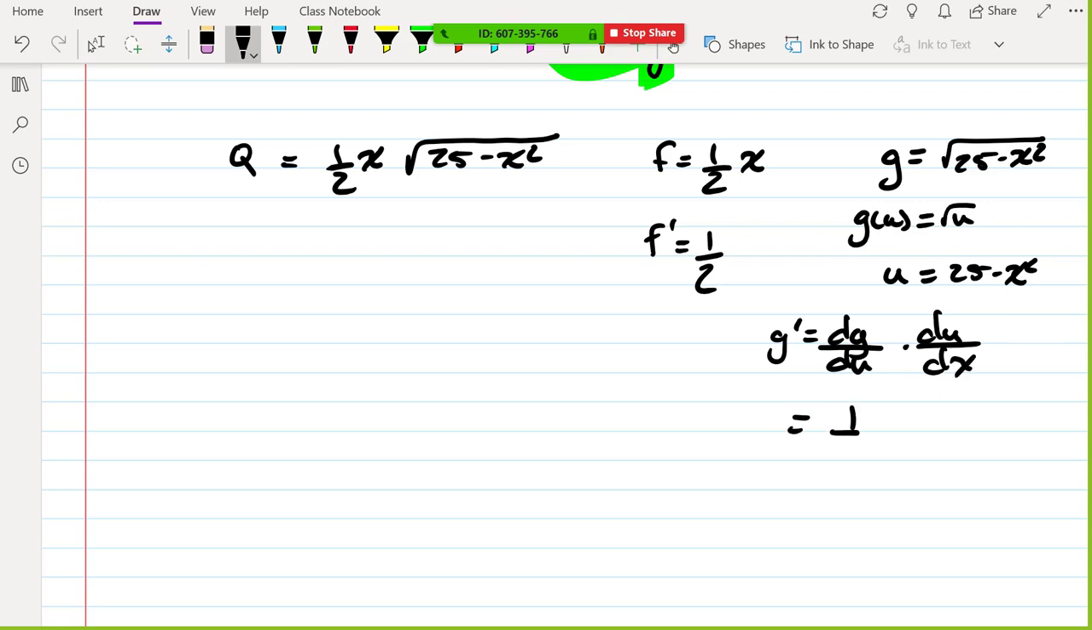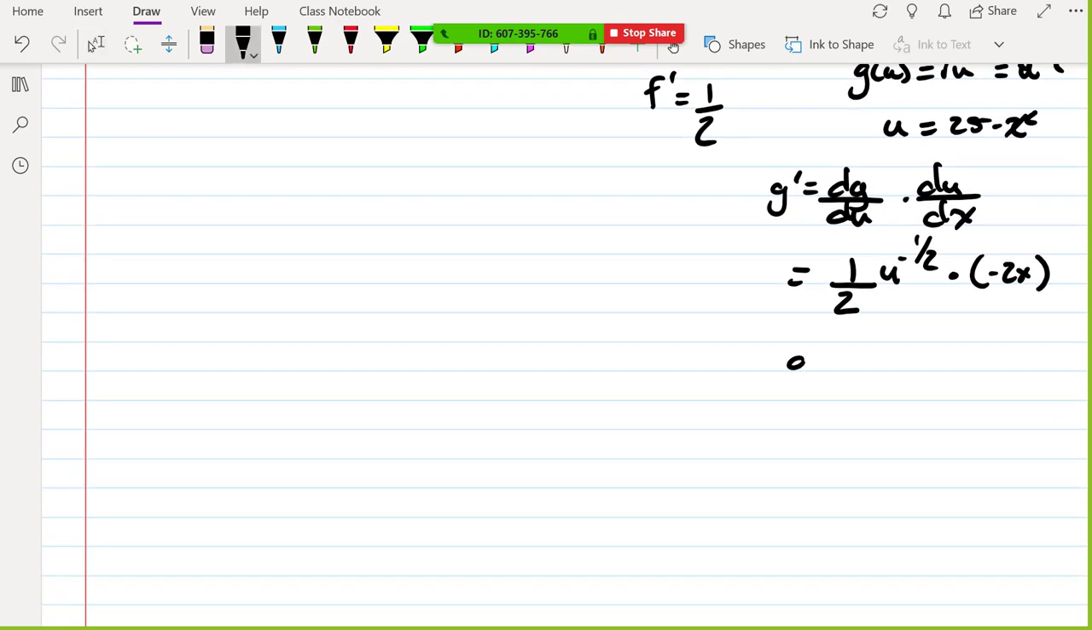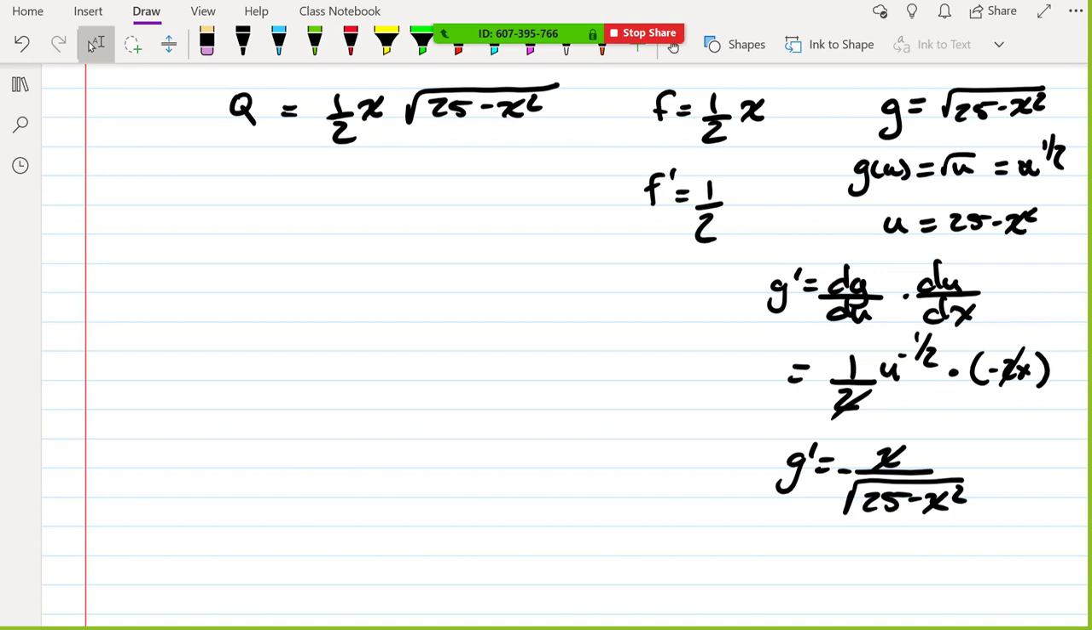So dg du, we can write that as 1/2 u to the negative 1/2, times du dx, which is going to be negative 2x. So cleaning that up a bit, our 2's reduce out. The u to the 1/2 goes into the denominator, so we get negative x over the square root of u, but u is 25 minus x squared. So now finally, we're done with that chain rule.